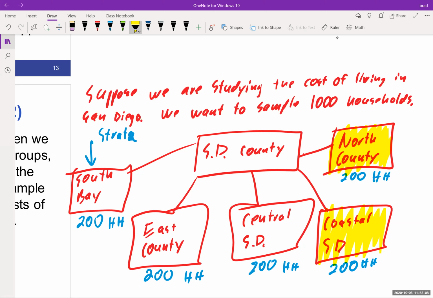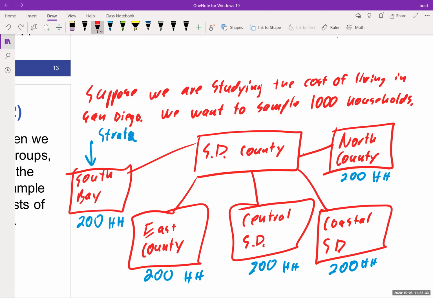Okay. And you did your job right, supposedly, right? You did a random sample, so everything should work. The only problem is that it was just bad luck for your study that you happened to get everybody from North County and coastal for your 1,000 people. So what stratified sampling does is it prevents that from happening, right? Because now we're taking 200 from every single one of my strata. That means all of them are going to have representatives.